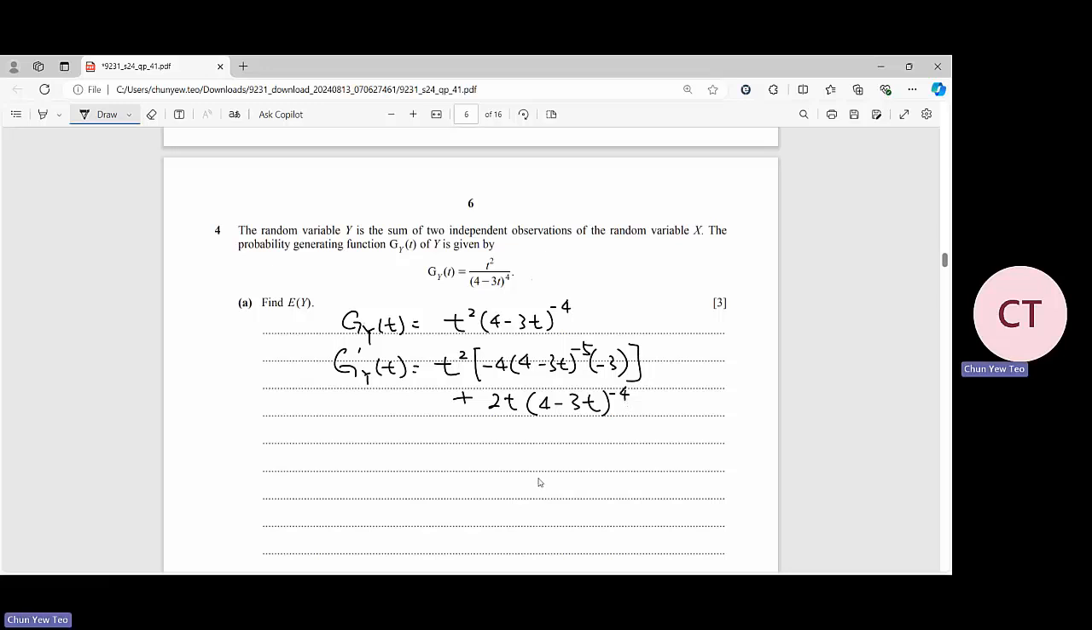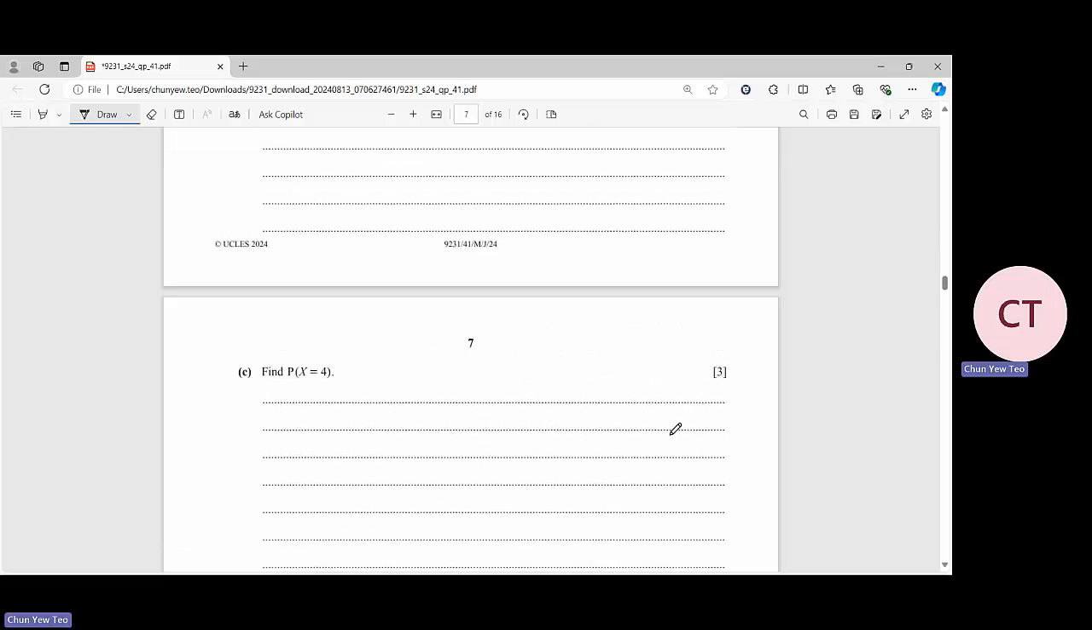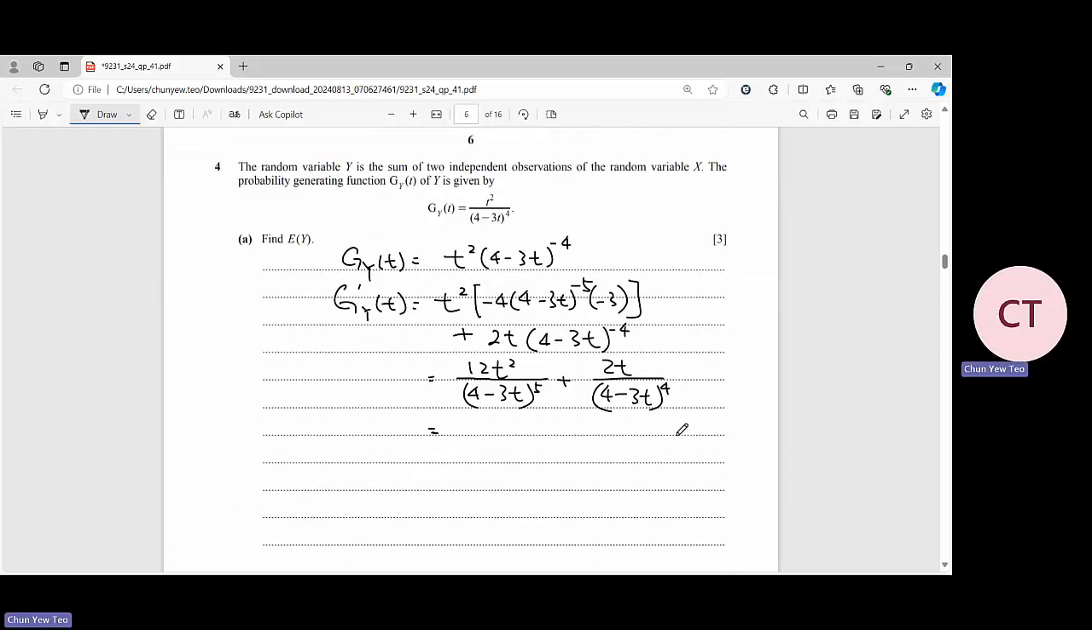Okay, so over here, maybe we can simplify it by taking the, I have a 12t squared over (4 minus 3t) to the power 5, and then plus 2t over (4 minus 3t) to the power 4. So actually, is it needed to be simplified? Okay, let's check. I think no need. Okay, we just leave it like this. No need to simplify further.